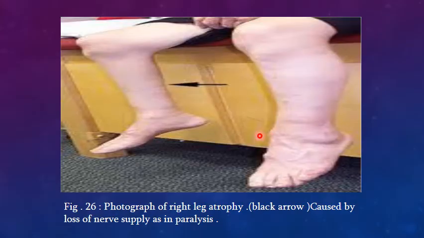There is another example of atrophy. This black arrow shows loss of the nerve supply, as in paralysis, compared with the normal leg. This is a paralyzed patient because of the loss of the nerve supply, so there is a decrease in the size of the leg.